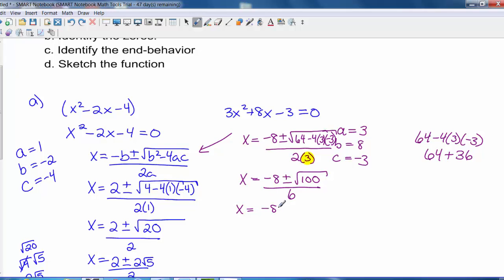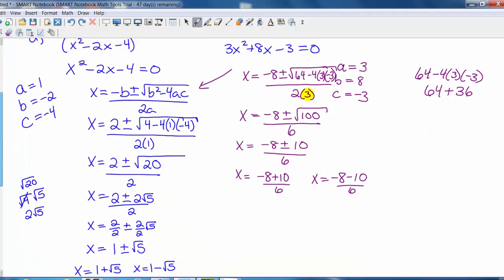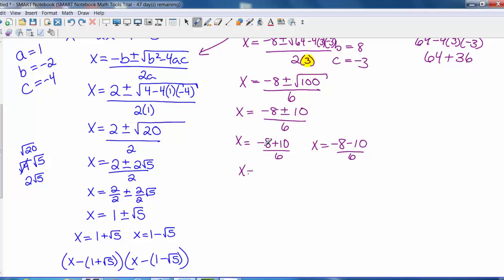So I can simplify that. The square root of 100 is a perfect square, so that's nice. We could call it 10 all over 6. So I now have negative 8 plus 10 over 6, and I have negative 8 minus 10 over 6, both of which I could simplify further. Negative 8 plus 10 would be 2/6. Negative 8 minus 10 would be negative 18/6. So here I have a third, and here I have negative 3.